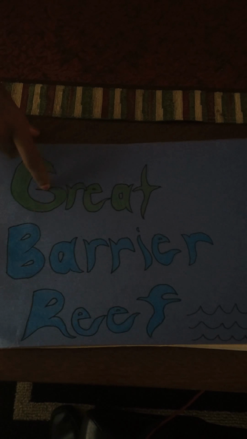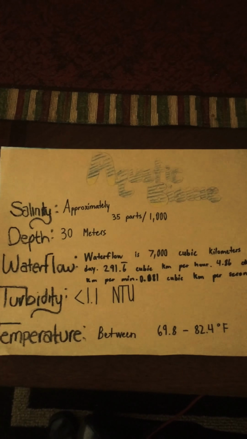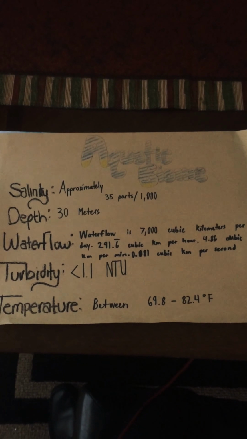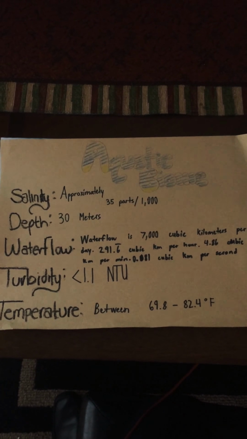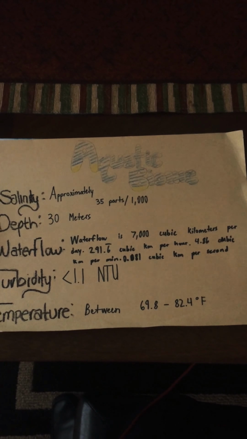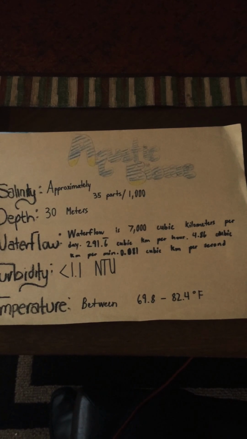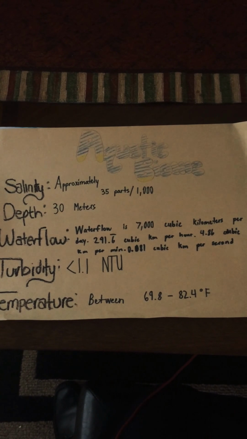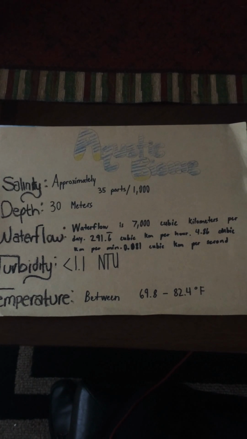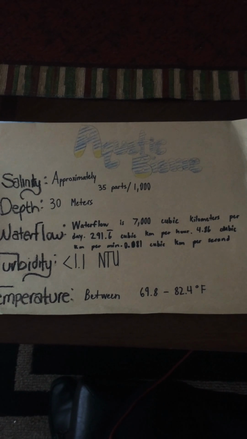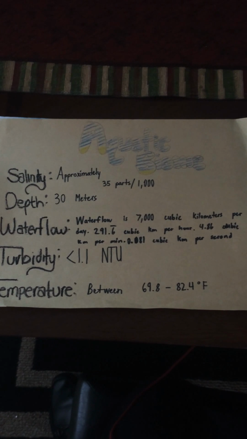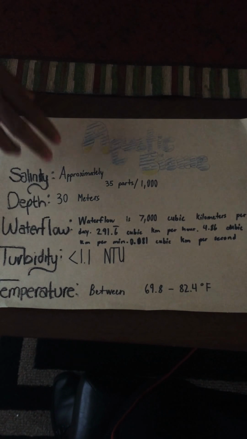The Great Barrier Reef. The Great Barrier Reef is an aquatic biome. Its salinity is approximately 35 parts out of 1,000. Its depth is 30 meters and the water flow is 7,000 cubic kilometers per day, which turns into 291.6 cubic kilometers per hour, 4.86 cubic kilometers per minute, and so on. Its turbidity is 1.1 NTU and its temperature ranges between 69.8 to 82.4 degrees Fahrenheit.